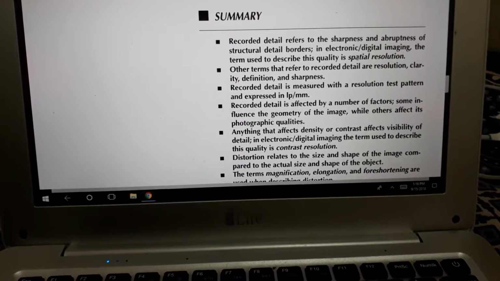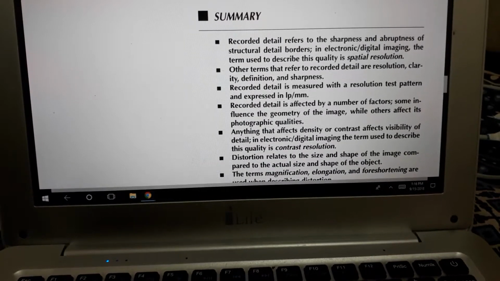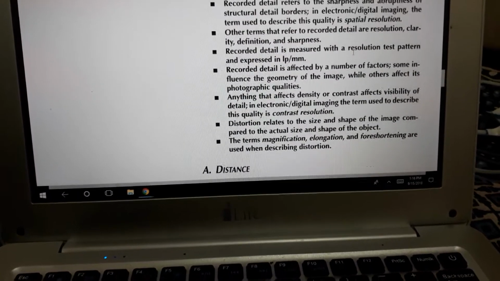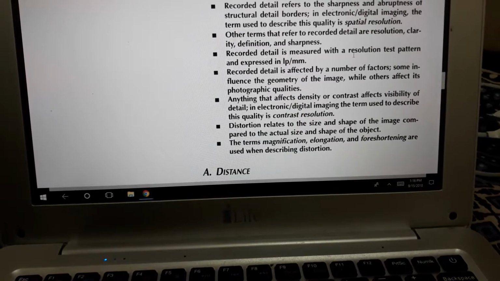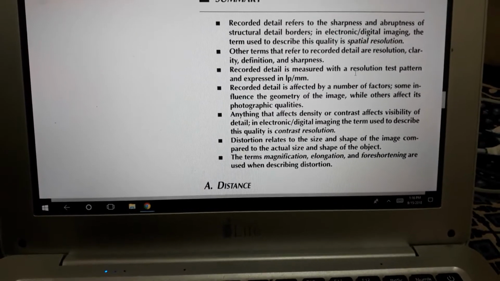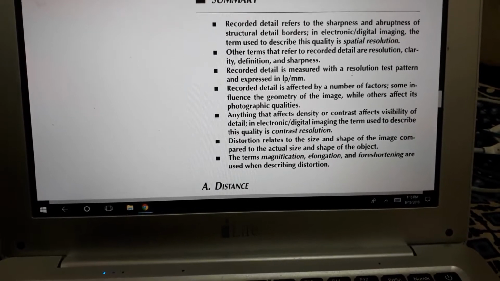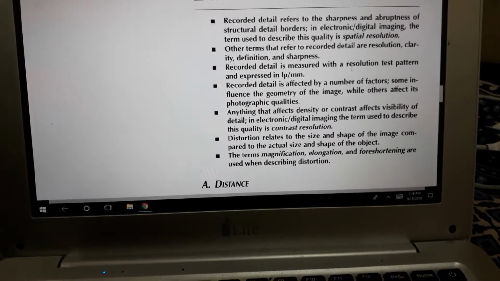Distortion relates to the size and shape of the image compared to the actual size and shape of the object. The terms magnification, elongation, and foreshortening are used to describe distortion.